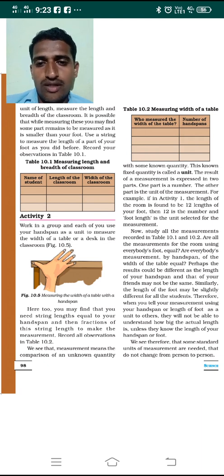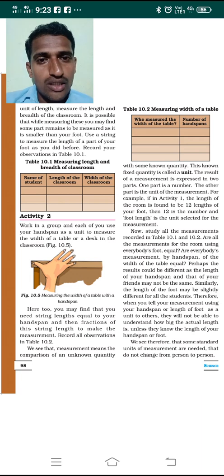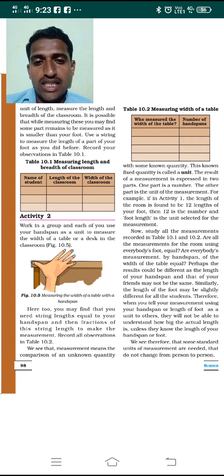One more thing, this is also one of the activities to make you understand the necessity of the standard unit of length. See here, we come to the conclusion that foot length cannot be a standard unit of length. Now this activity you have to do again with your friends, in a group.